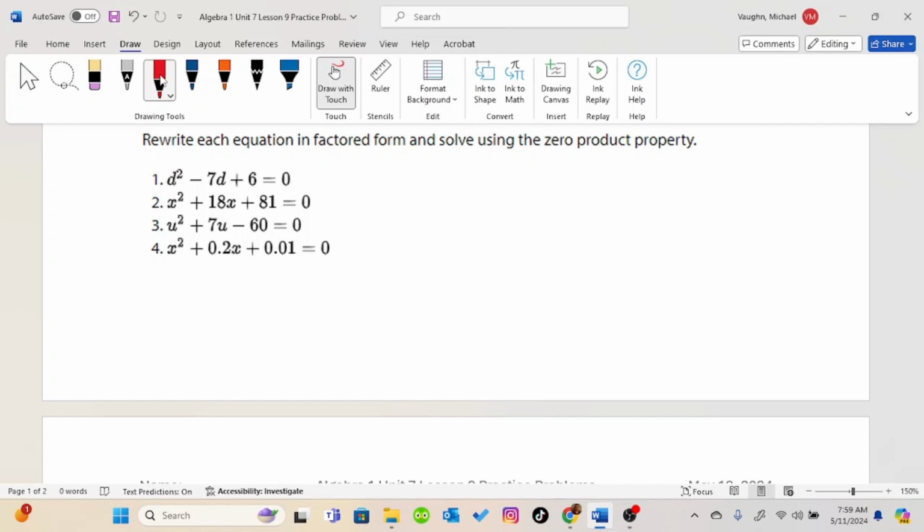Next practice problem. Rewrite each equation in factored form and solve using the zero product property. So on number 1, I know that to get d squared, I'm going to need to multiply d times d.